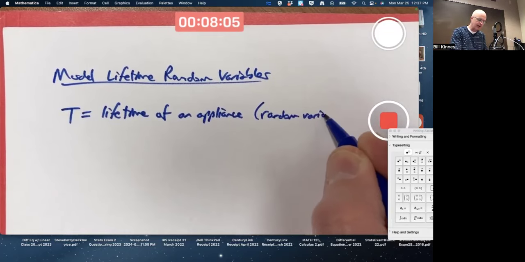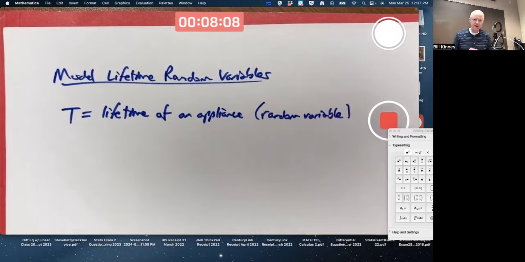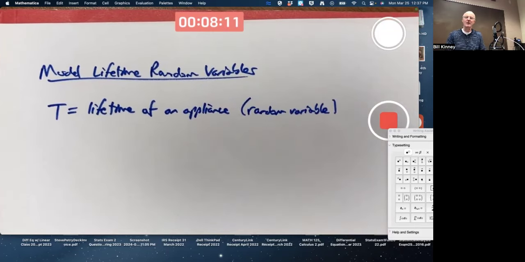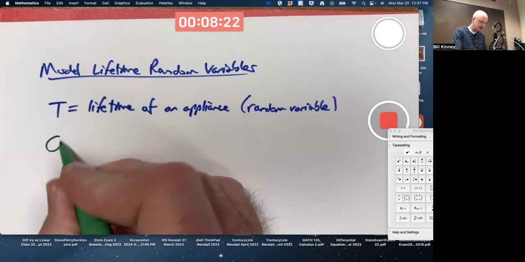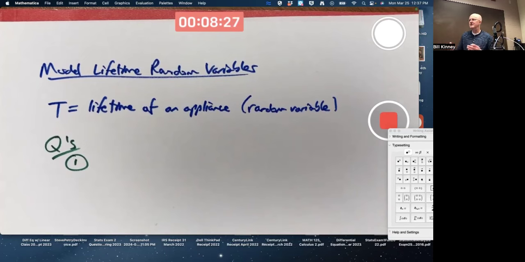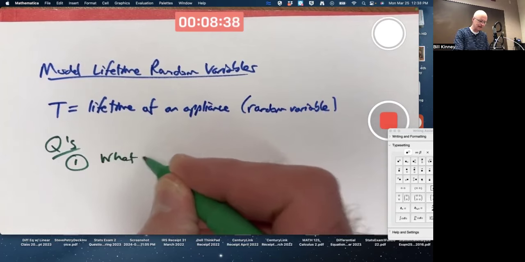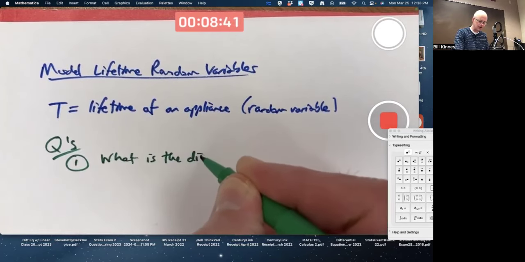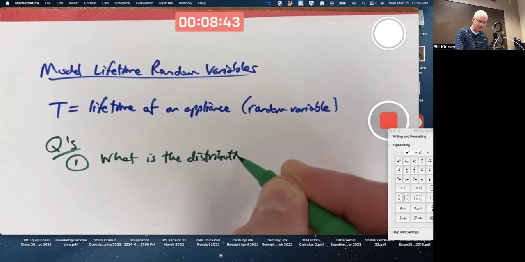And notice I made it a capital letter. It is traditional to denote random variables with capital letters instead of lowercase letters. There's a good reason for that, as we're going to get to very soon. I might want to answer some questions. Number one, the most fundamental question, but perhaps the hardest question, is what is the distribution of T?